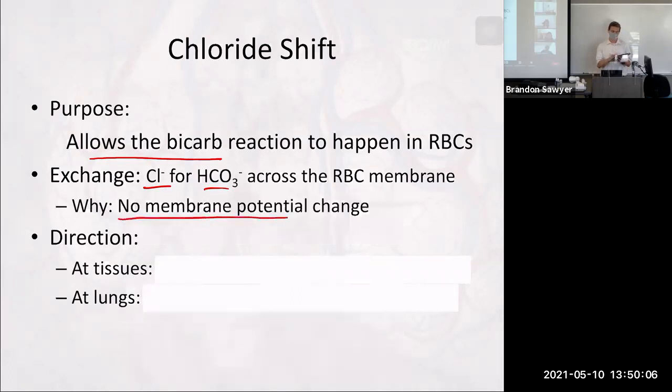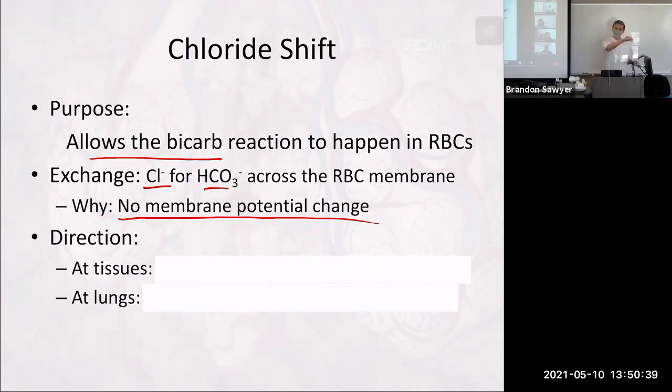Because the primary reason is if we were just releasing a bunch of negatively charged ions like that bicarbonate ion outside of the cell, then we would disrupt the membrane potential of that cell, and that would change some proteins, that would mess with some things in that cell. So if we release the bicarbonate ion, then we bring in an also negatively charged chloride ion, and that maintains the membrane potential.